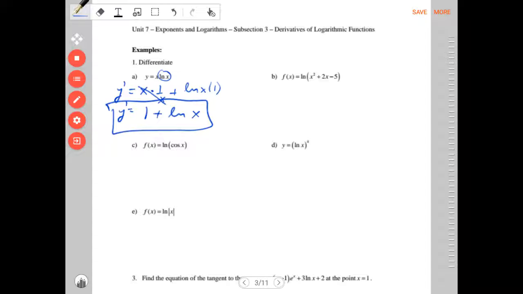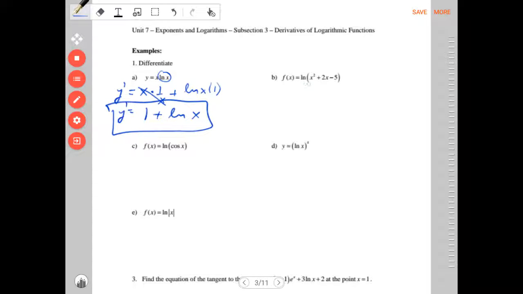So b, we use the chain rule here. So ln of this part, the derivative is 1 over that, x squared plus 2x minus 5, and then we have to times that by the derivative of the inside of the brackets part. Of course, that is 2x plus 2. Now remember, that's a fraction over 1, tops times tops, bottoms times bottoms, and you end up with 2x plus 2 over x squared plus 2x minus 5. And there is your derivative.